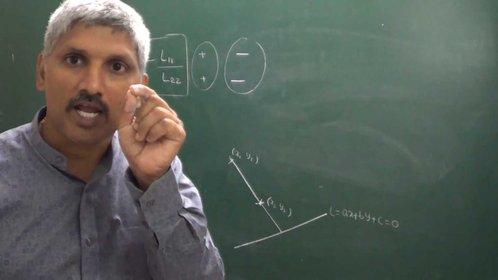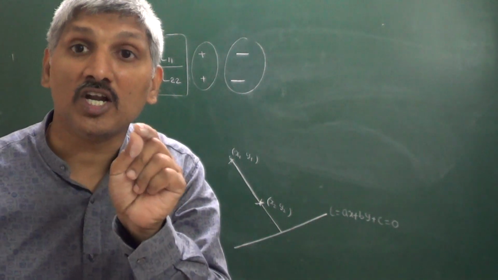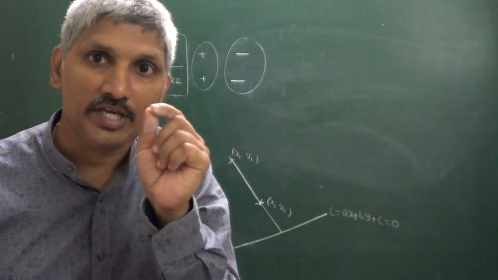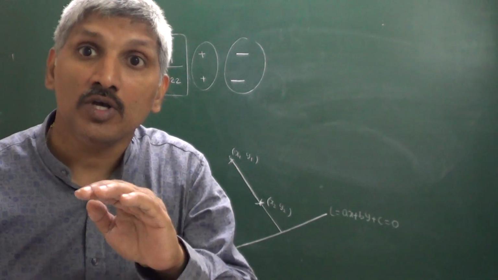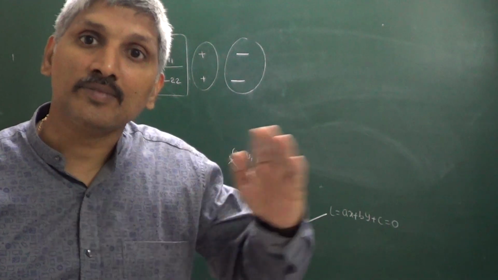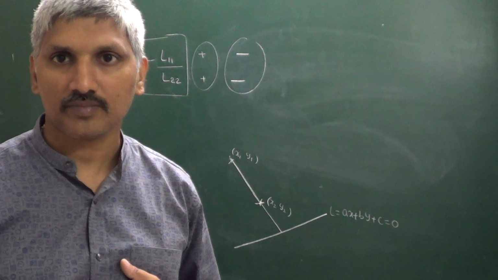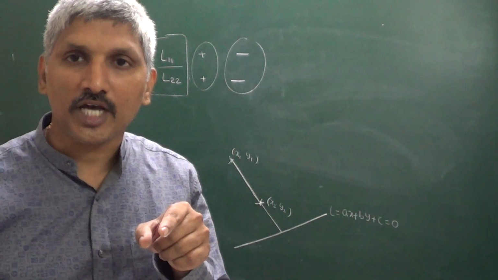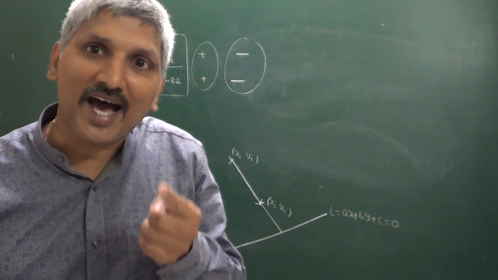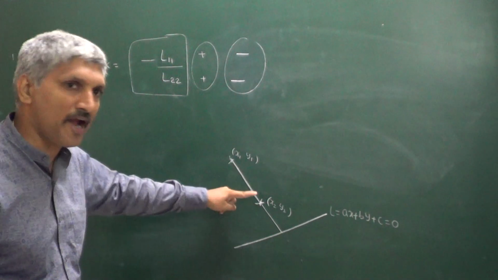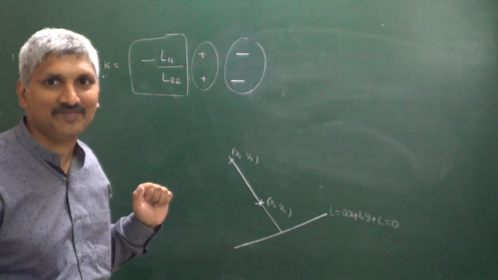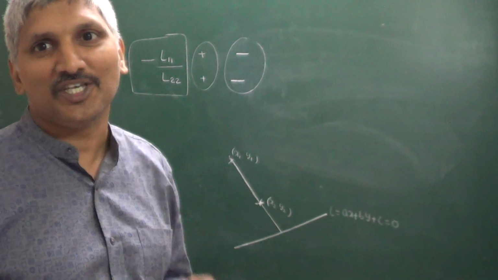That's why L11 and L22 have the same sign, then the two points lie on the same side of the line. Opposite sign, opposite side. Same sign, then the two points lie on the same side of the line. That is the discussion of this particular one.